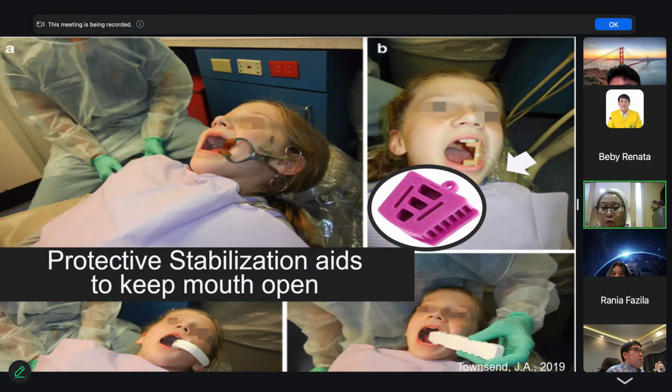And to keep the mouth open, this is the secret weapon of the pediatric dentist. We can use a mouth prop or we can use a bite block, like these 3 types. It will help keep the mouth open and prevent finger bites during the treatment. But please remember, this is not part of protective stabilization. This is only a tool to keep the mouth open.